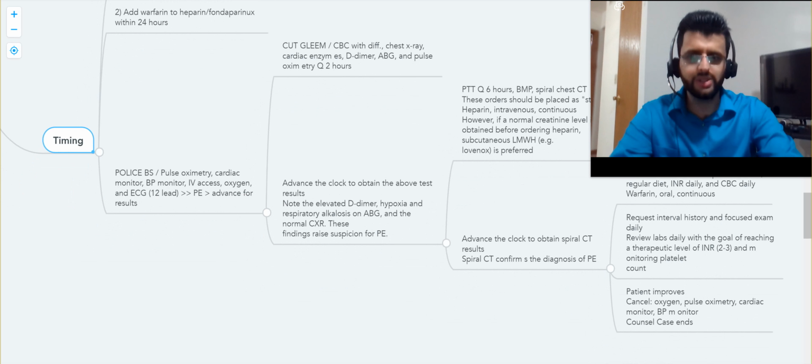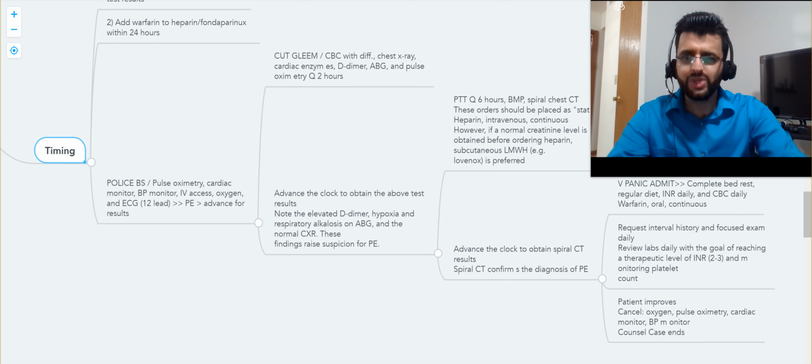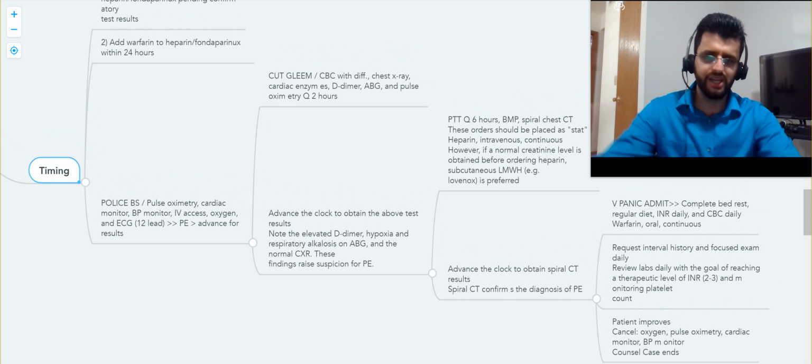It's not important. There is an ER mnemonic called POLICE BS, and the admission mnemonic is called VPANIC. We'll talk about that. POLICE BS: P, pulse ox. O, oxygen. L, intubation if you need it, not all the time. Use your brain with the mnemonics. I, IV access, IV fluid.